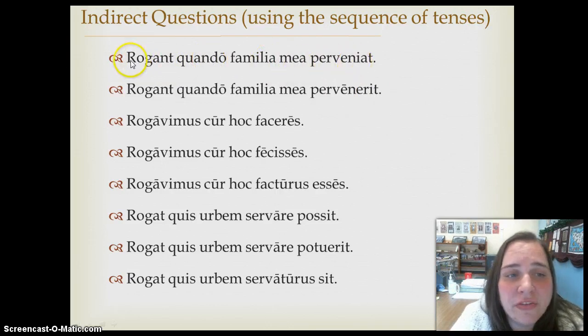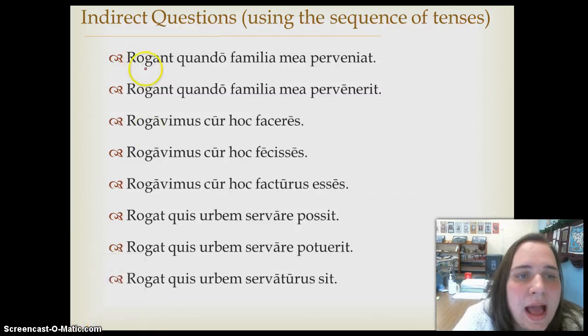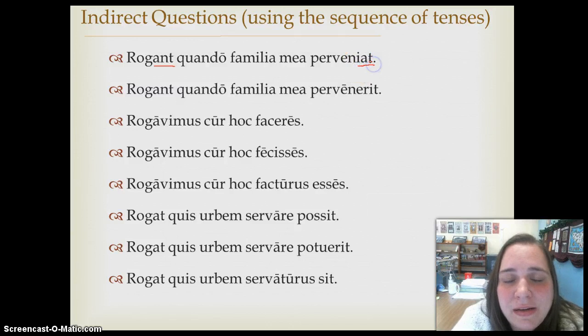So, we have a verb. And here, let me get my pen ready. We have a verb in the main clause, rogant, which is present active indicative. And then we have the present subjunctive in our indirect question that's being set up by quando, right? And since this is present, it's telling me that this needs to translate as happening at the same time as this. So they ask when my family arrives.